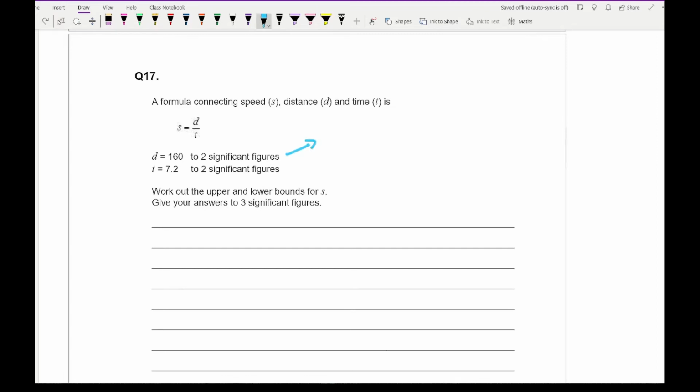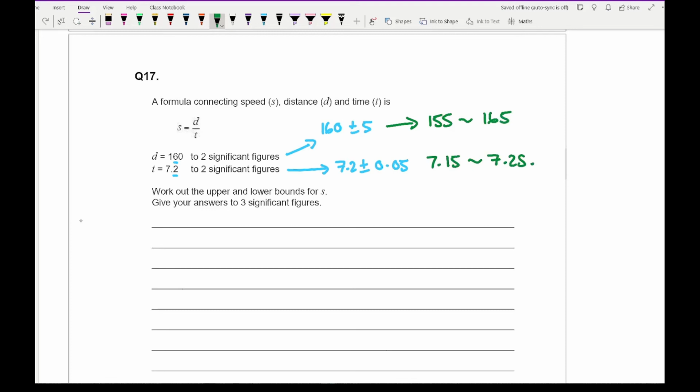So here what we need to do is work out the lower bound. So the second sig fig represents a 10. So I'm going to do 160 plus or minus half of 10, which is 5. Then for T, the second sig fig is 0.1, so I'm going to divide that by 2, which gives me 0.05, so it's going to be 7.2 plus or minus 0.05. Then working out what those bounds are, D is therefore going to be 155 to 165, and T is going to be 7.15 to 7.25.